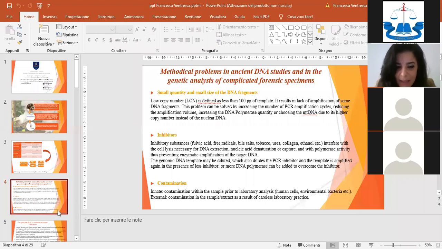Okay, yes. Short tandem repeats are still the most used in forensic genetics, but not when we have highly degraded samples. The short tandem repeats remain the best markers for identification purposes, for example. But if you have degraded samples, the best candidates are the SNPs, single nucleotide polymorphisms.